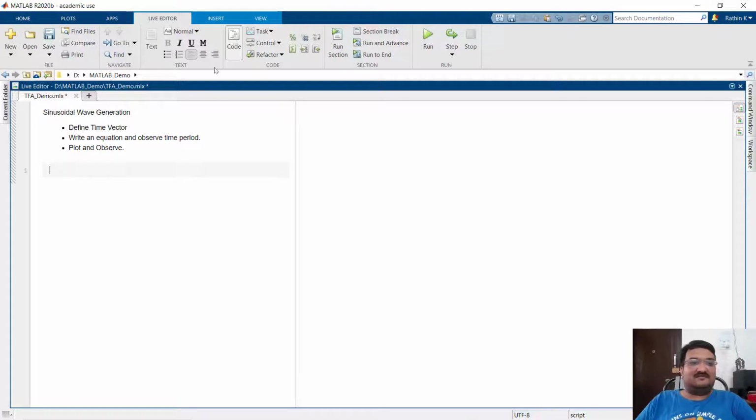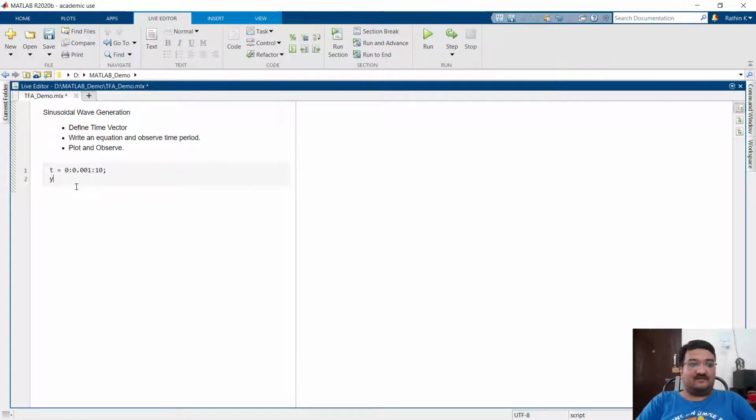In order to realize this, we'll convert it into code. As discussed, we'll first define the time vector t. Let me define it from 0 to, let's say, 10 seconds, but I want it at every millisecond. So this is my resolution. I need an increment of 0.001 second, that is 1 millisecond, for 10 seconds. This is how my time vector is defined.